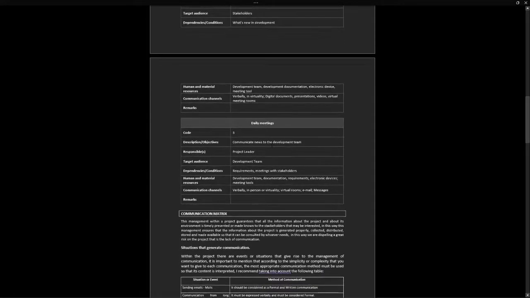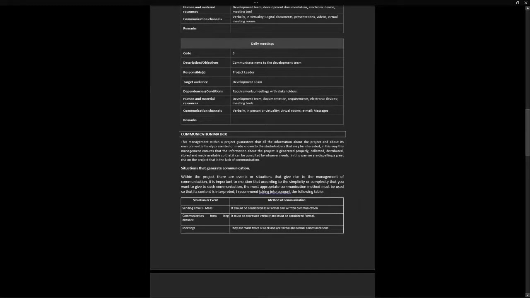Then we have the daily meetings. This is set with code number 3. The description or objective of this one is to communicate news to the development team. It's what we can call an internal meeting. The target audience is the development team. As dependencies or conditions, we have the requirements and the meetings with stakeholders. Then we have human and material resources: the development team, documentation requirements, electronic devices, and the meeting tools. As communication channels, we can find verbal, in person or virtually, virtual rooms, email, messages.